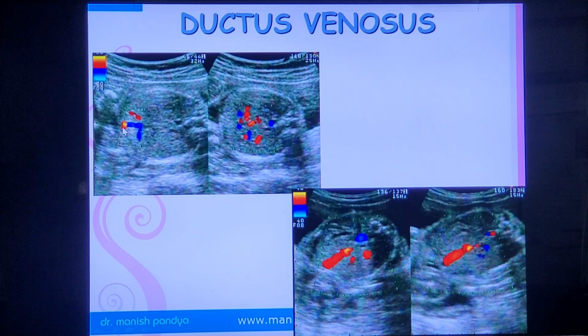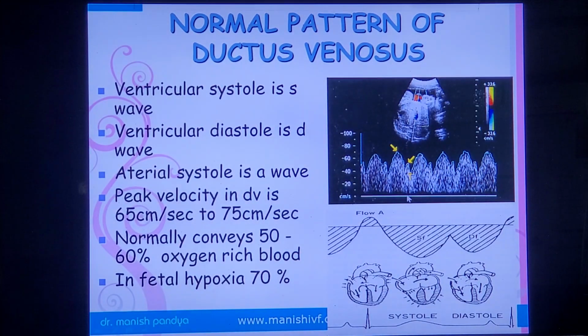So this is ductus venosus on the third side. So here you can see there is a color aliasing. Here you can see color aliasing. Remember, whenever you want to sample ductus venosus, always see the aliasing of color. Okay? Means there is mosaic color or different color, not blue, not red. It is a mixed pattern of color.